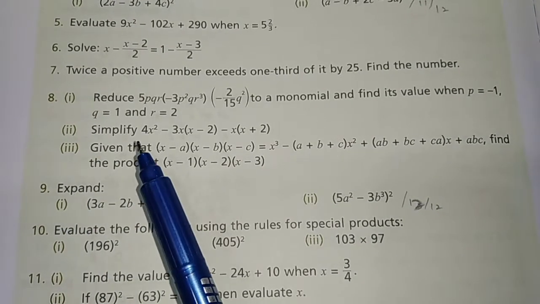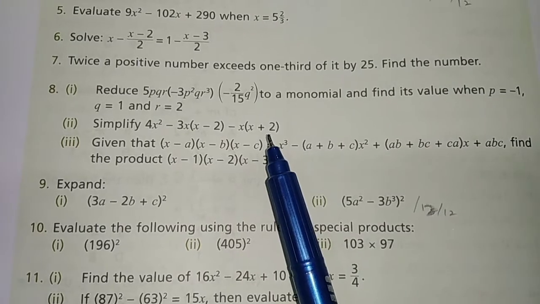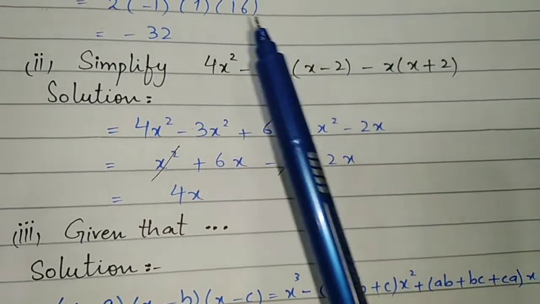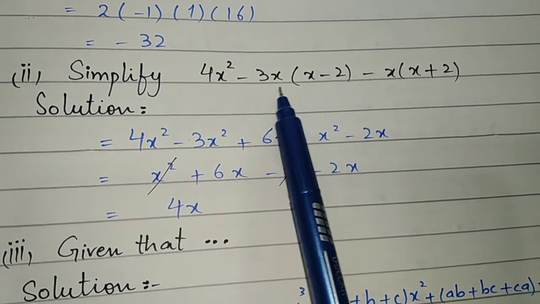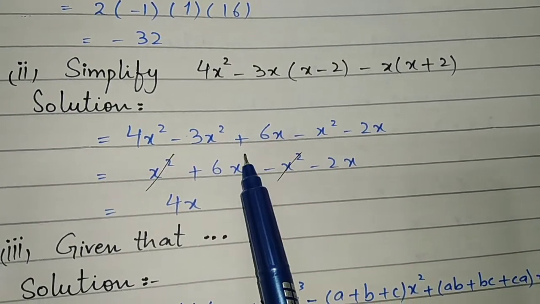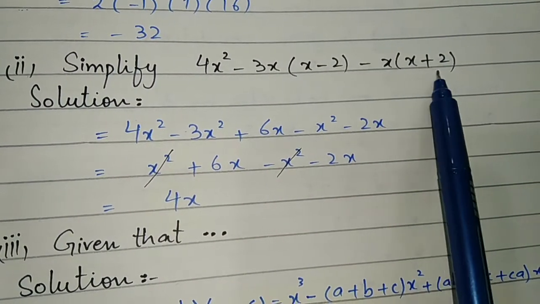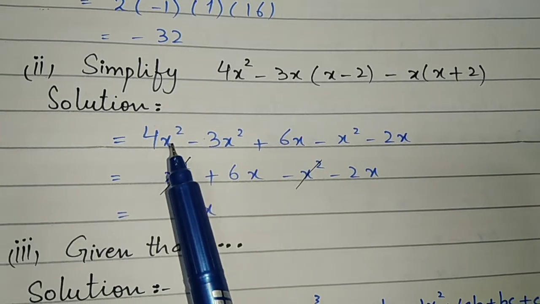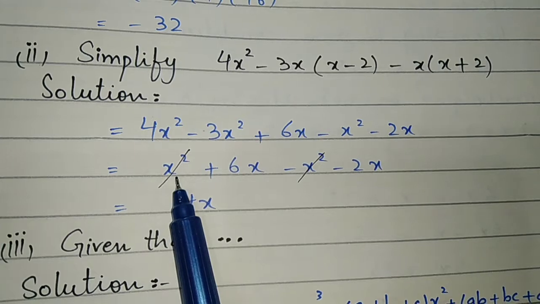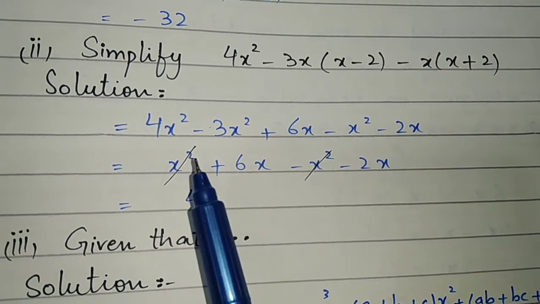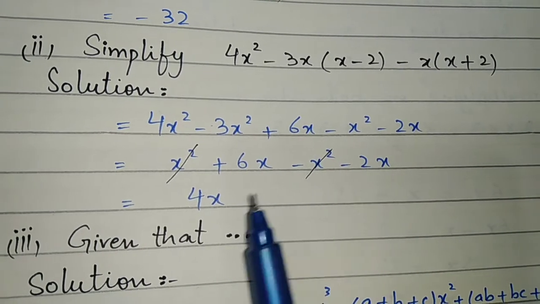Part number 2 is simplify 4x square minus 3x times x minus 2 minus x times x plus 2. So 4x square, 3x is going to be multiplied with the whole bracket, so that is minus 3x square, minus minus positive 3 2 is 6x, minus x square plus minus minus 2 times x. Now we have to solve for x square and 3x square, that is plus minus minus, and we will get x square and the remaining terms as they are. Now this positive x square will be cancelled out with this negative x square and we will get 6x minus 2x, that is 4x.